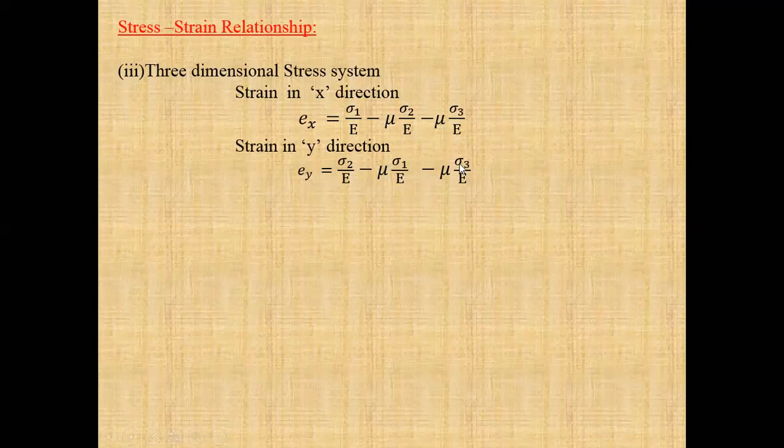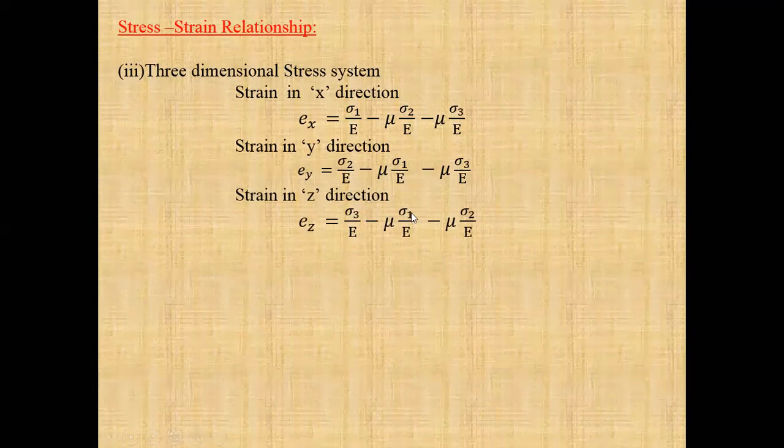In the same manner, in z direction, sigma 3 also comes into the picture. Therefore, sigma 3 by E would be positive in its own direction. But due to sigma 1 and sigma 2, a lateral strain occurs in z direction. So each term comes two times, I think.